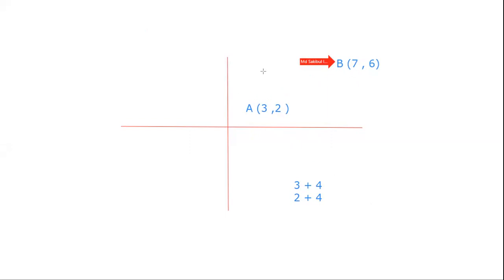That means if you have a point A and you want to translate it to point B, you have to add this 4 to both of these coordinates. So this is for a single point. Now let's go back to the slide.